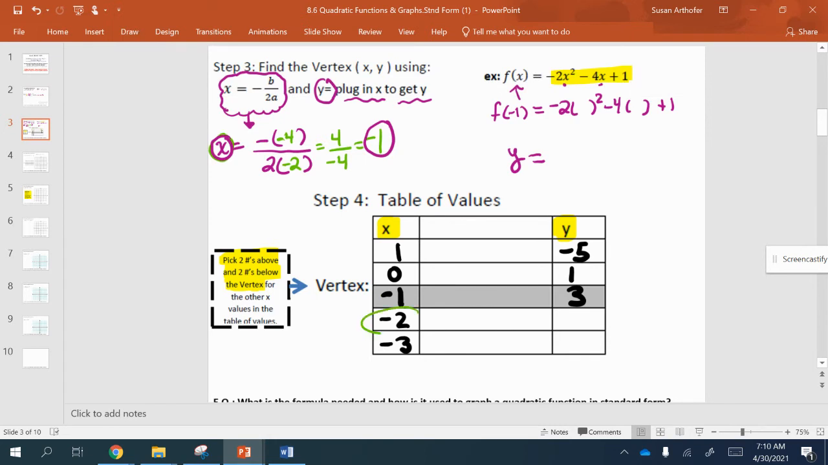Okay, so now we're going to plug in a negative 2. And watch what happens. Okay, so let's do the exponent first. Negative 2 squared is negative 2 times negative 2 is 4, times the outside negative 2 is negative 8. Negative 4 times negative 2 is positive 8, and bring down plus 1. Do the math. Negative 8 plus 8 is 0, plus 1 equals 1.